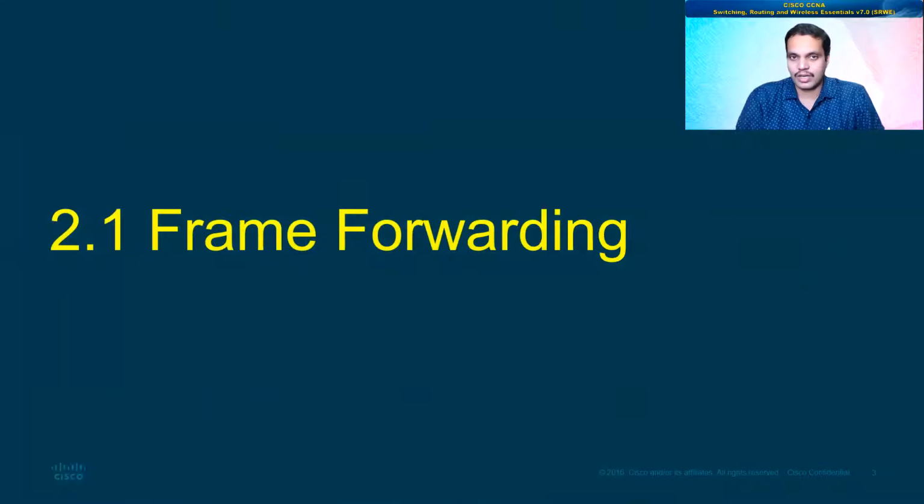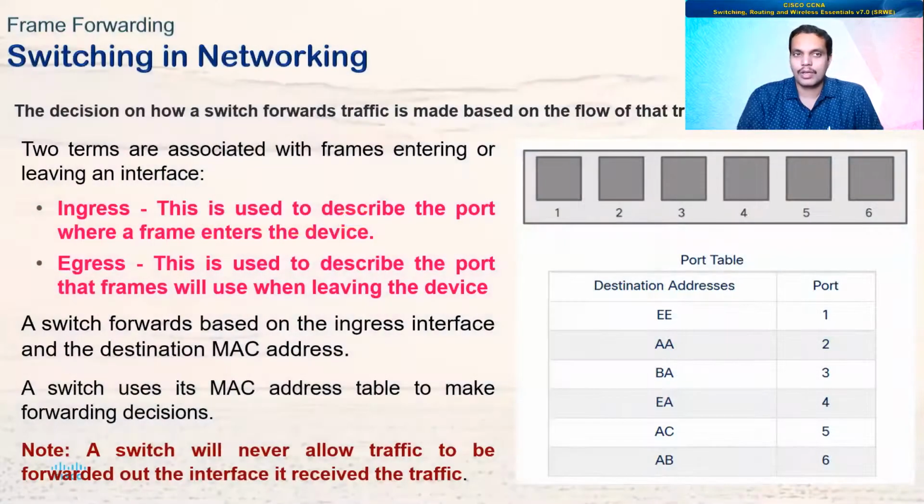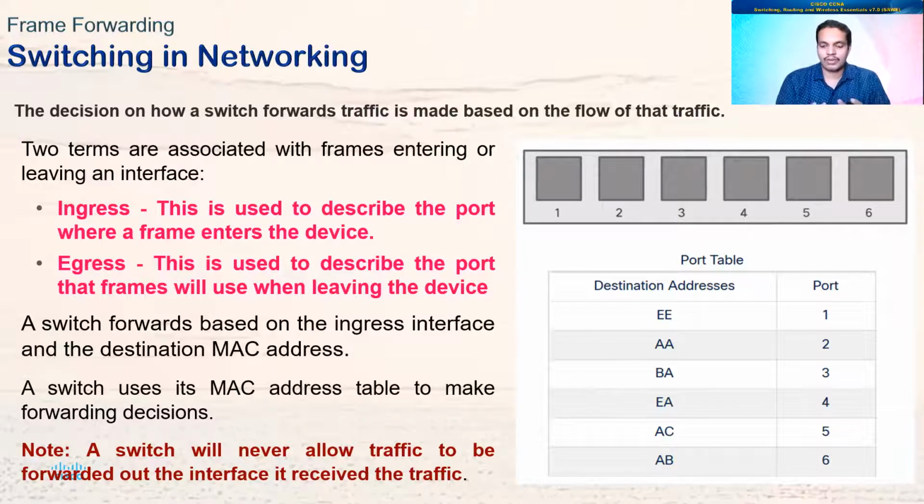So let's start with the first thing, which is the frame forwarding methods used by a switch. There are two terms that we need to understand in switching terminology. The decision on how a switch forwards traffic is made based on the flow of the traffic. Regarding the flow of the traffic, the two terms that we should understand are ingress and egress. Ingress is used to describe the port where a frame enters the device. That means if a switch receives a particular frame from a port, that is the ingress port. Egress is used to describe the port that frames will use when leaving the device.